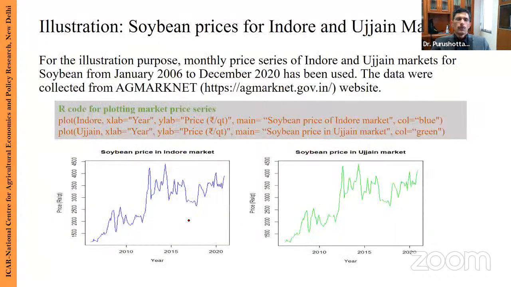Okay. So just to show an example, I have taken two price series, Indore and Ujjain market for soybean. Soybean prices from January 2006 to December 2020. And it has been sourced from AgMarkNet, which I have sent to you, maybe you have got it in your mail.